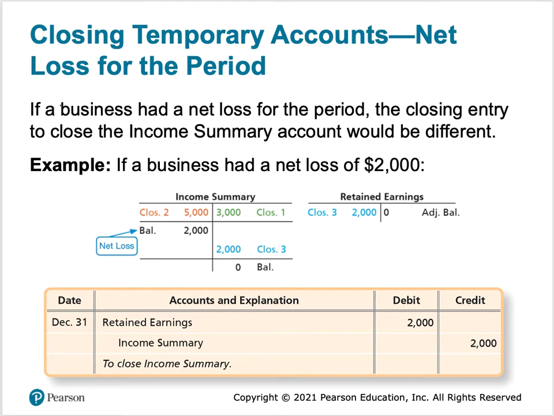Okay, and so this slide is just showing if we would have had a net loss for the period, the closing entry to income summary would be the opposite. So as you can see, if there's a loss, then we debit retained earnings and we credit income summary. I mentioned that on the previous slide, but just again, here's an example where you can see that happening.